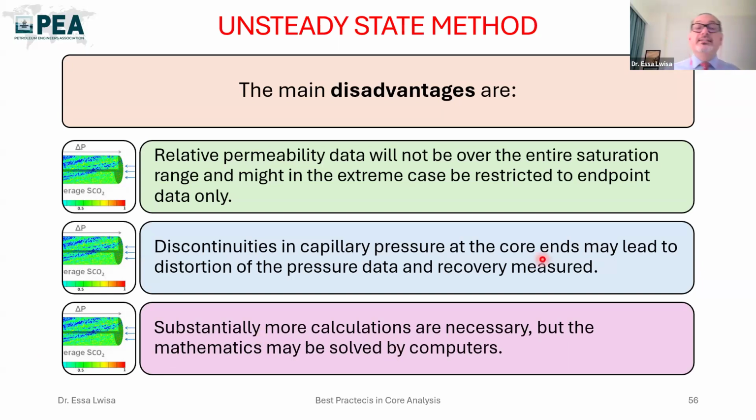Okay, so as I said, unsteady state is much faster. However, calculation of steady state is much easier, but it takes a long time, months maybe. For unsteady state, it will not take that much time, maybe 2-3 hours, depending upon the permeability of the sample, but the calculations are a little bit more difficult, I would say.